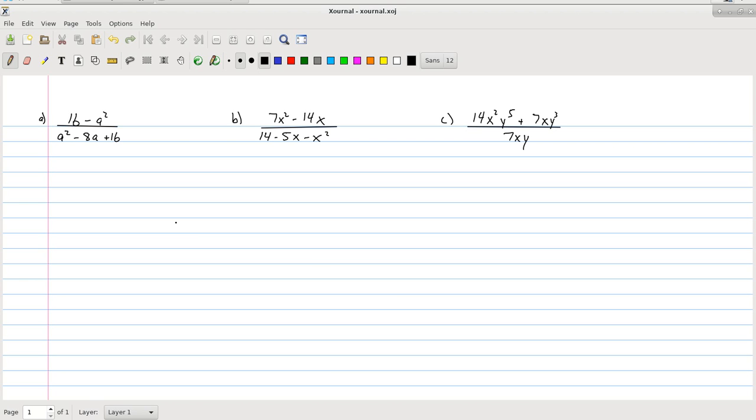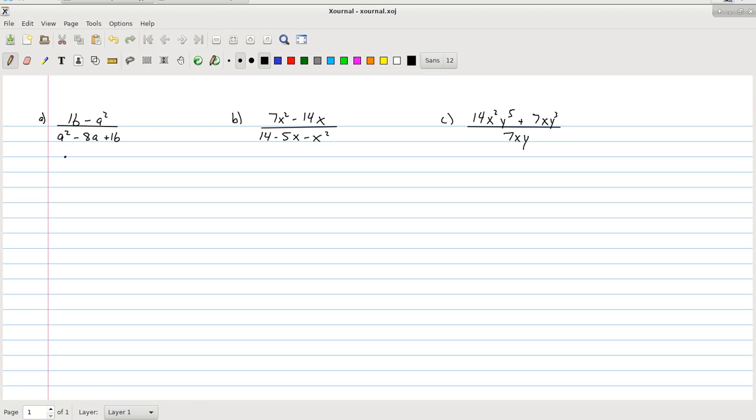Reduce each fraction to lowest terms. Part A, 16 minus a squared over a squared minus 8a plus 16. Before we can reduce or cancel anything here, we have multiple terms in the numerator and denominator, so we should factor everything up. So the numerator, 16 minus a squared.